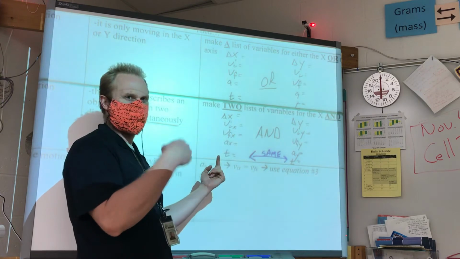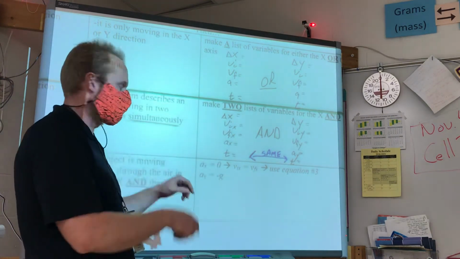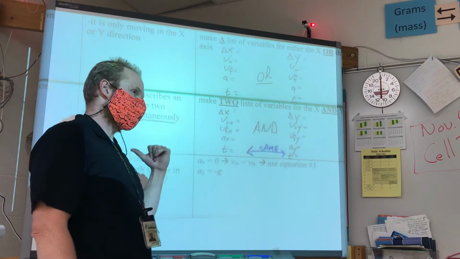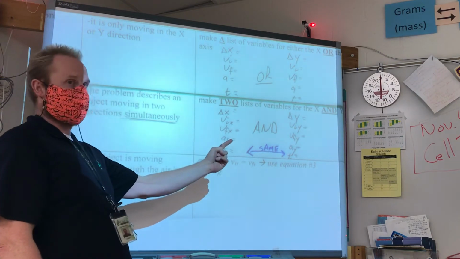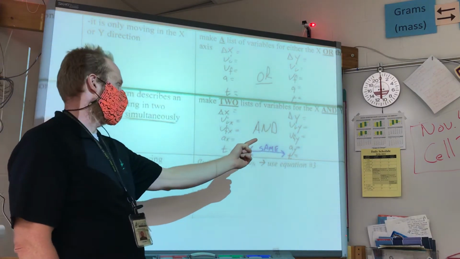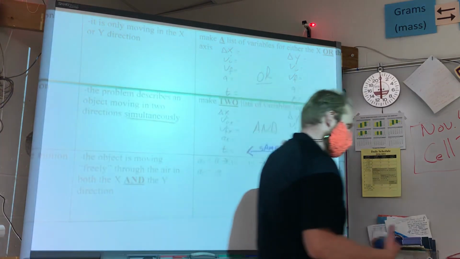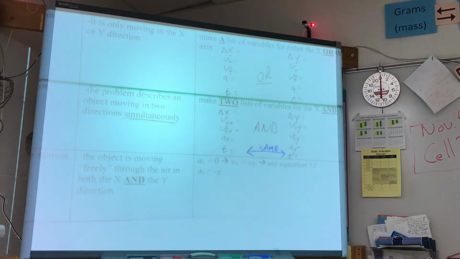I'm going to post a picture as soon as class is over. I'll take a picture, I'll insert it into today's agenda too, so it'll make it a little easier to see. If it's a projectile, then my ax is equal to 0. And that means my vix and my vfx are equal. So it says vix is equal to vfx. And then it says, use equation number 3.